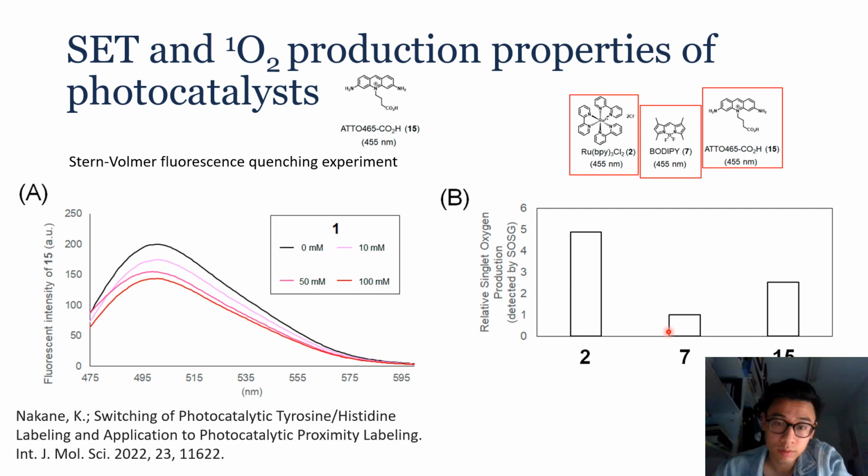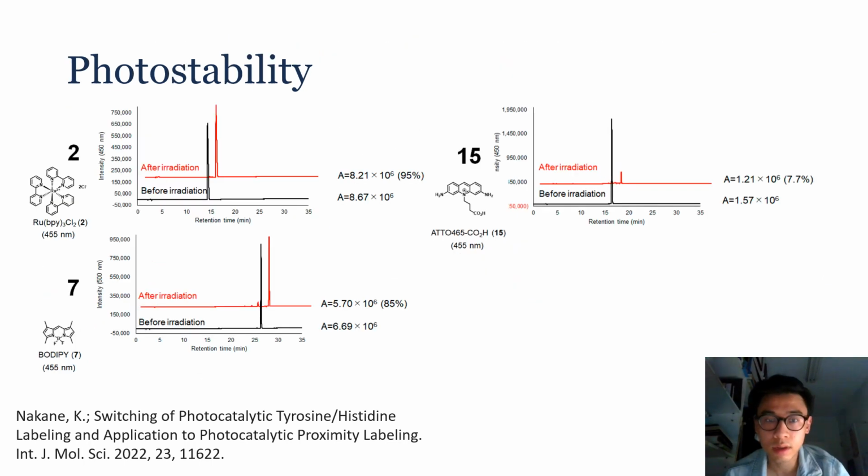In the right figure, this is the production of singlet oxygen. At first, the production is all the same. After using the singlet oxygen pathway, the production decreases, and compound 7 uses it more than the others. After irradiation, the fluorescence intensity of compound 15 decreased a lot. Compound 2 and compound 7 have better photostability than 15.